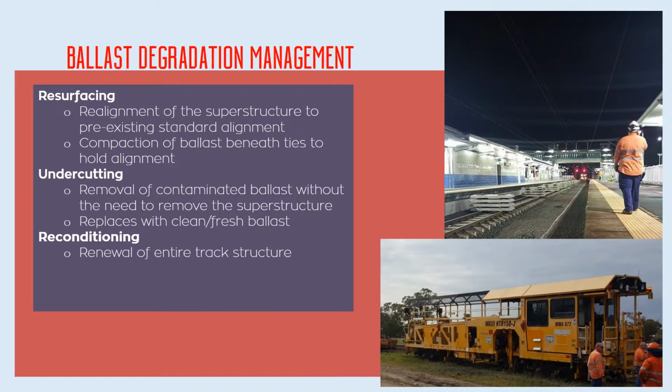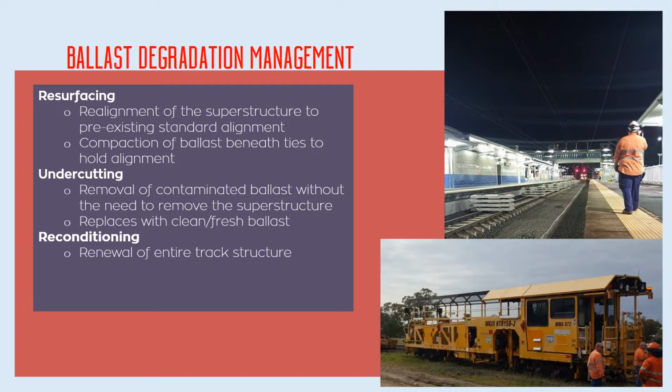Track degradation management typically consists of three maintenance methods. These include resurfacing, undercutting, and reconditioning. Resurfacing is the common method used to correct any misalignments to the track geometry. It includes two processes. The first is the realignment of the superstructure to the pre-existing standard alignment. This is followed by the compaction of the ballast beneath the tyres to hold this alignment.